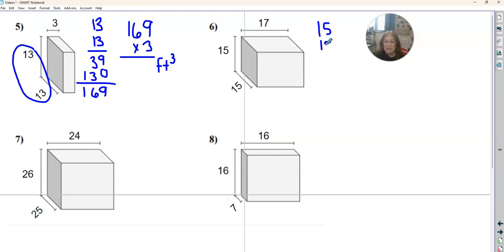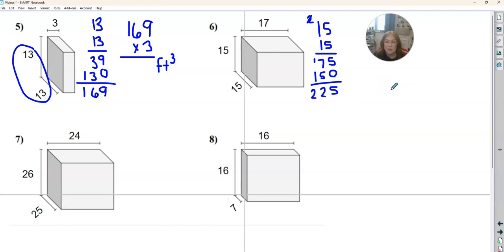So we have 15 times 15. So we're finding this side here, how many cubes are on this side, and then we have 17 layers of that. So 5 times 5 is 25. 5 times 1 is 5, 6, 7. Placeholder. And we're done with that too. 1 times 5 is 5. 1 times 1 is 1. So here's 5, 2, and 2.